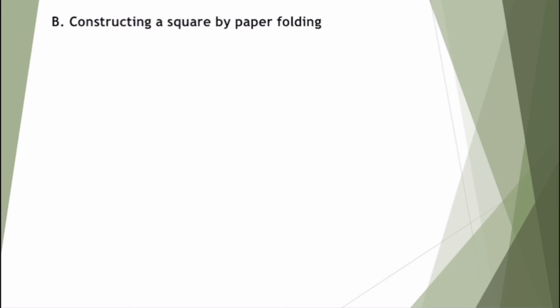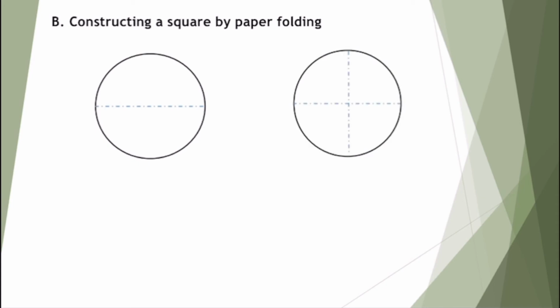Constructing a square by paper folding. Step 1. Fold the circle so that the two halves overlap to create a line or crease which will be the diameter of the circle. For our step 2, fold the circle in half again to create the line that bisects the diameter. To do this, fold the circle so that the two endpoints of the diameter meet. The second crease will also be a diameter.